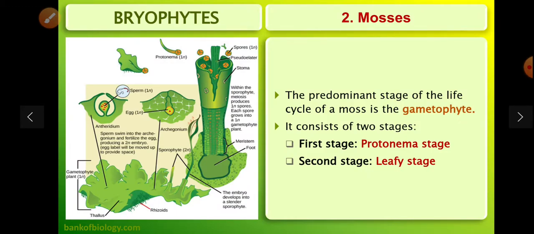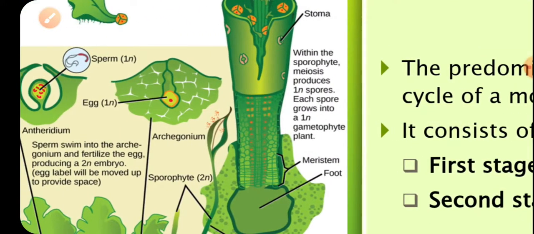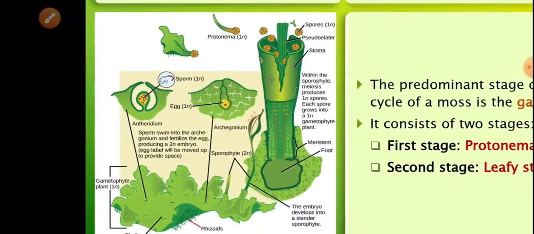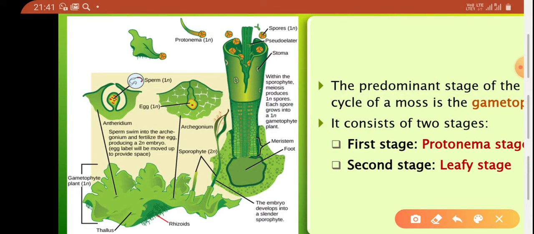Now, mosses. The predominant stage of the life cycle of a moss is the gametophyte. It consists of two stages. The first stage is the protonema stage and the second is the leafy stage. You can see this diagram. This is protonema, that ends in haploid spores, egg, and again sperm that together fuse to form a zygote.